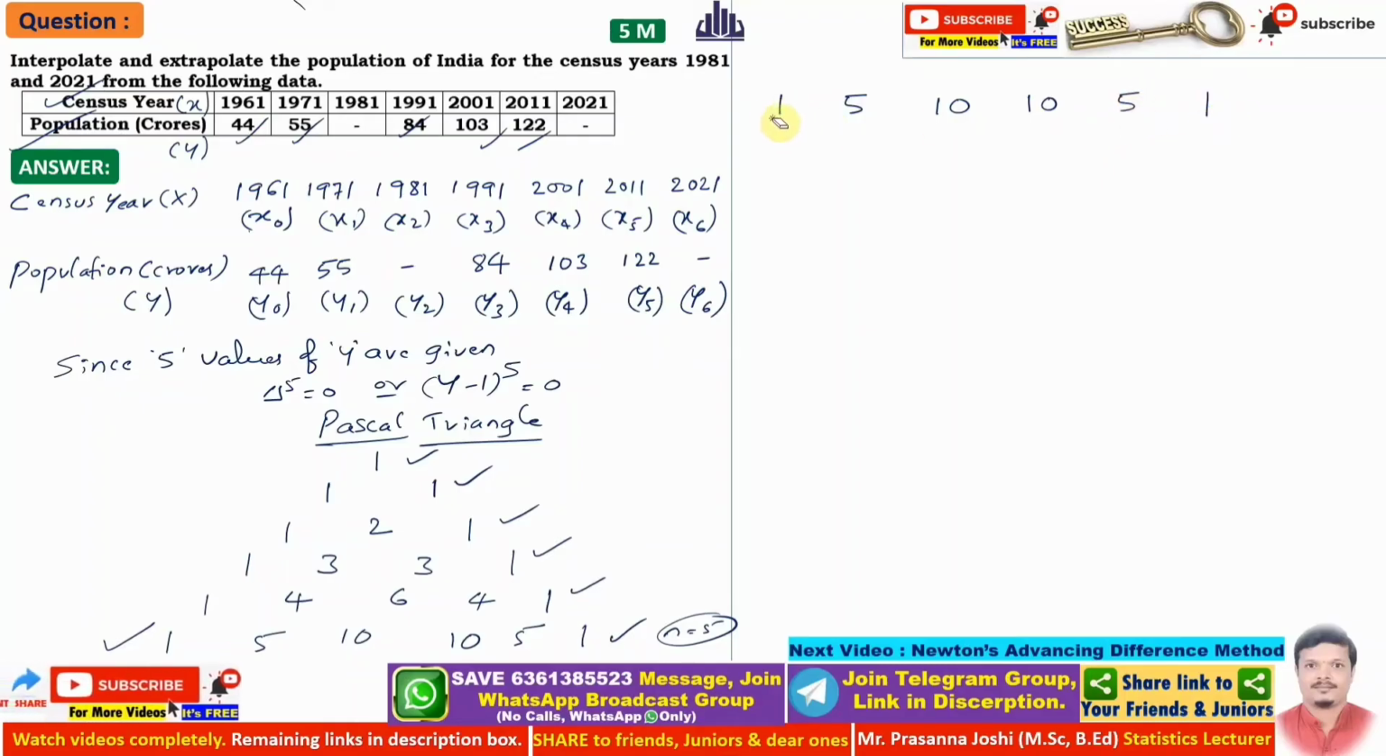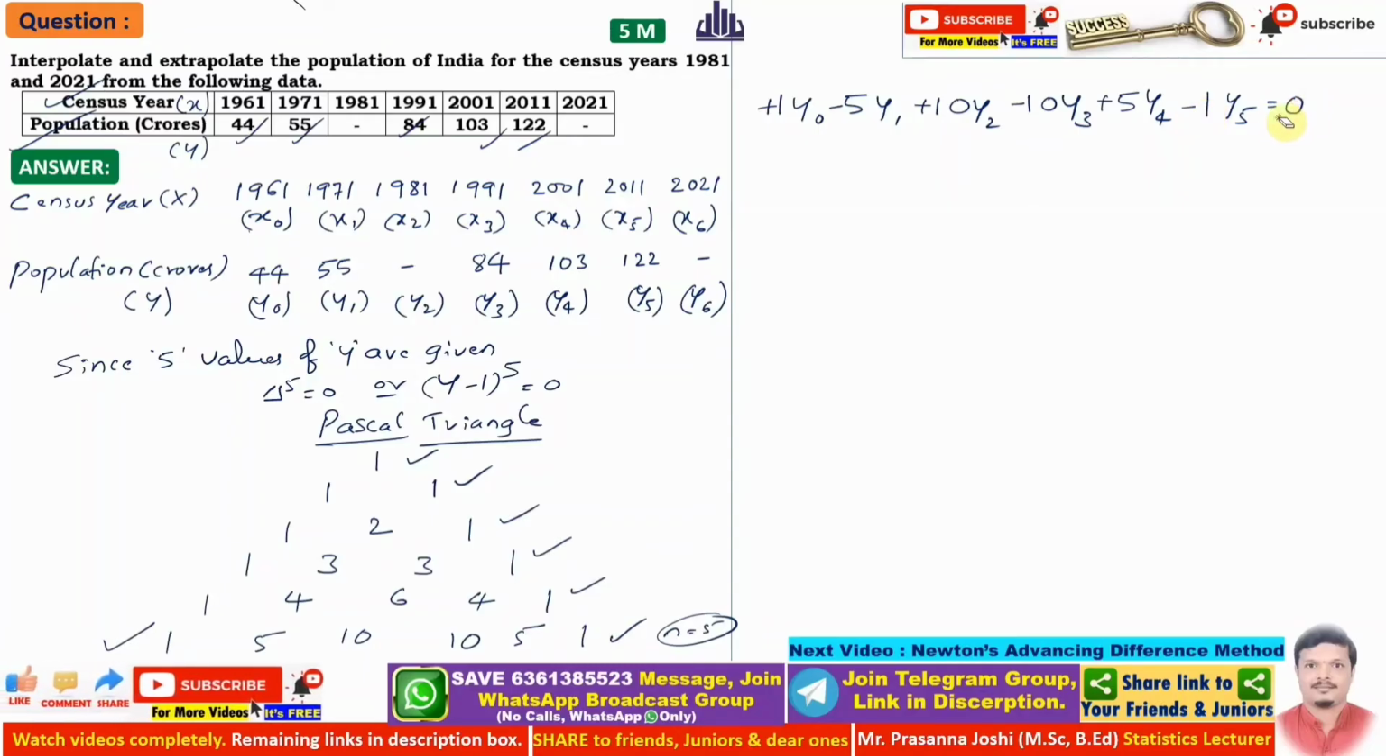We know already, starting from plus, alternate plus and minus will be there for the binomial expansion. So plus, minus, plus, minus, plus and then minus. Let's write y0, y1, y2, y3, y4, y5. So we have just now got the binomial expansion of y minus 1 to the power 5. So now let us substitute the values into it. Plus 1, so let me write it as 1.